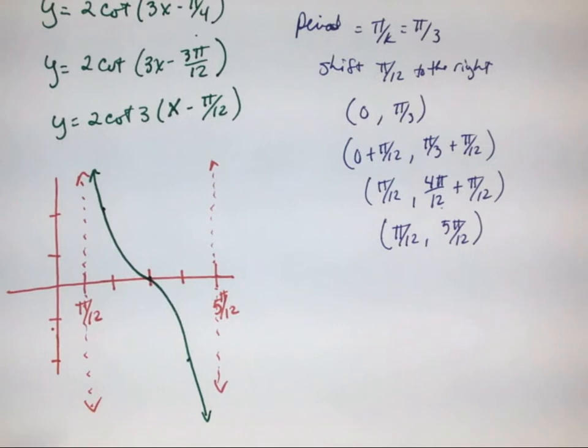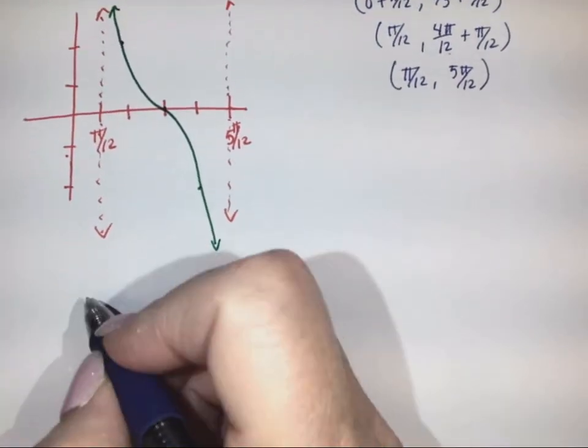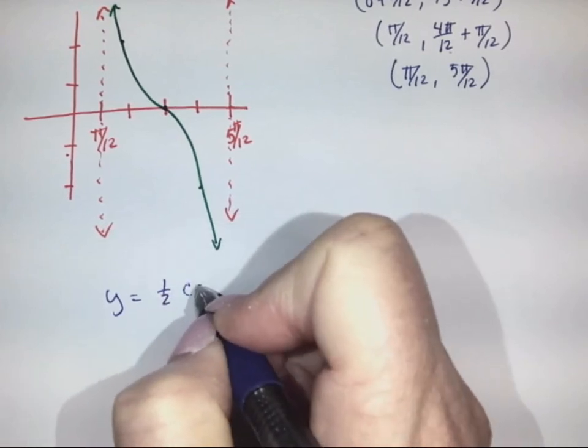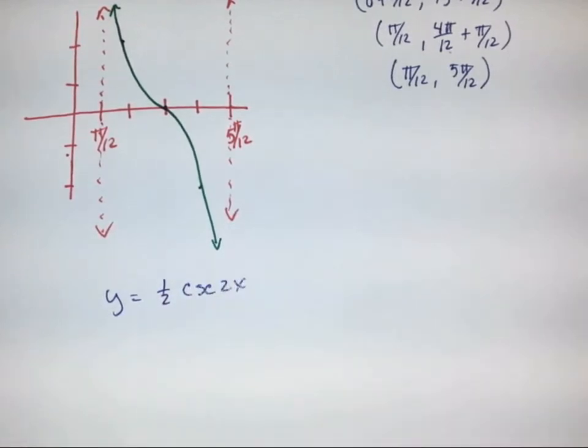All right, so again, doing the endpoints makes it a little bit easier than trying to do all the denominators and that. All right, let's go look at another one. Let's go look at a cosecant graph. So if we do y is equal to 1/2 cosecant of 2x.